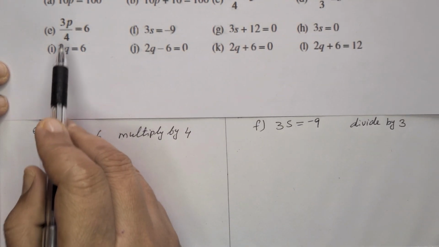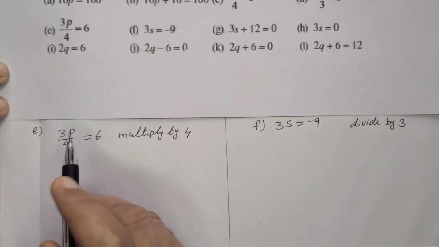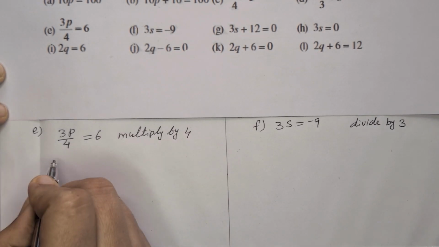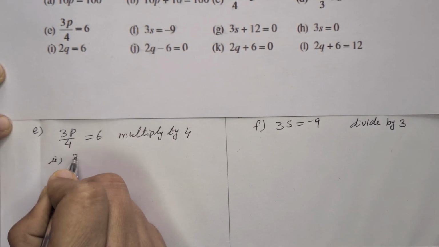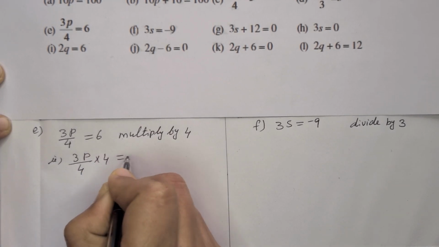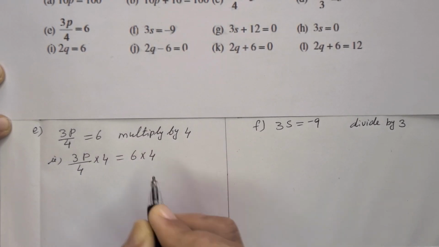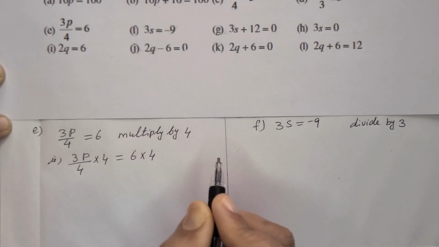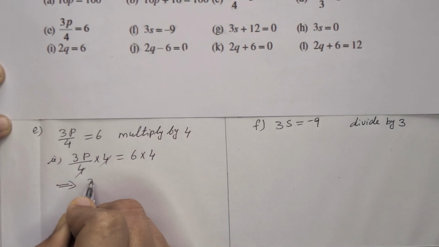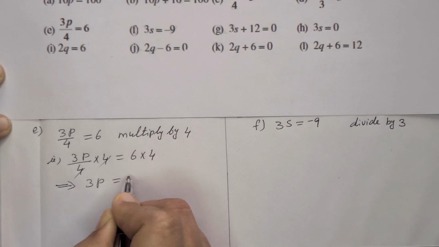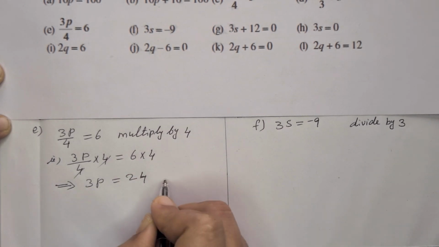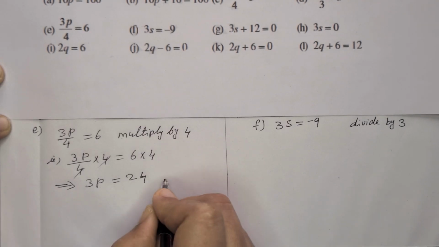Now E. 3P by 4 is equal to 6. To remove the 4 from the denominator, multiply by 4. That is 3P by 4 into 4 is equal to 6 into 4. Multiply by 4 both sides. 4 will cancel, which implies 3P is equal to 24. Then divide by 3.